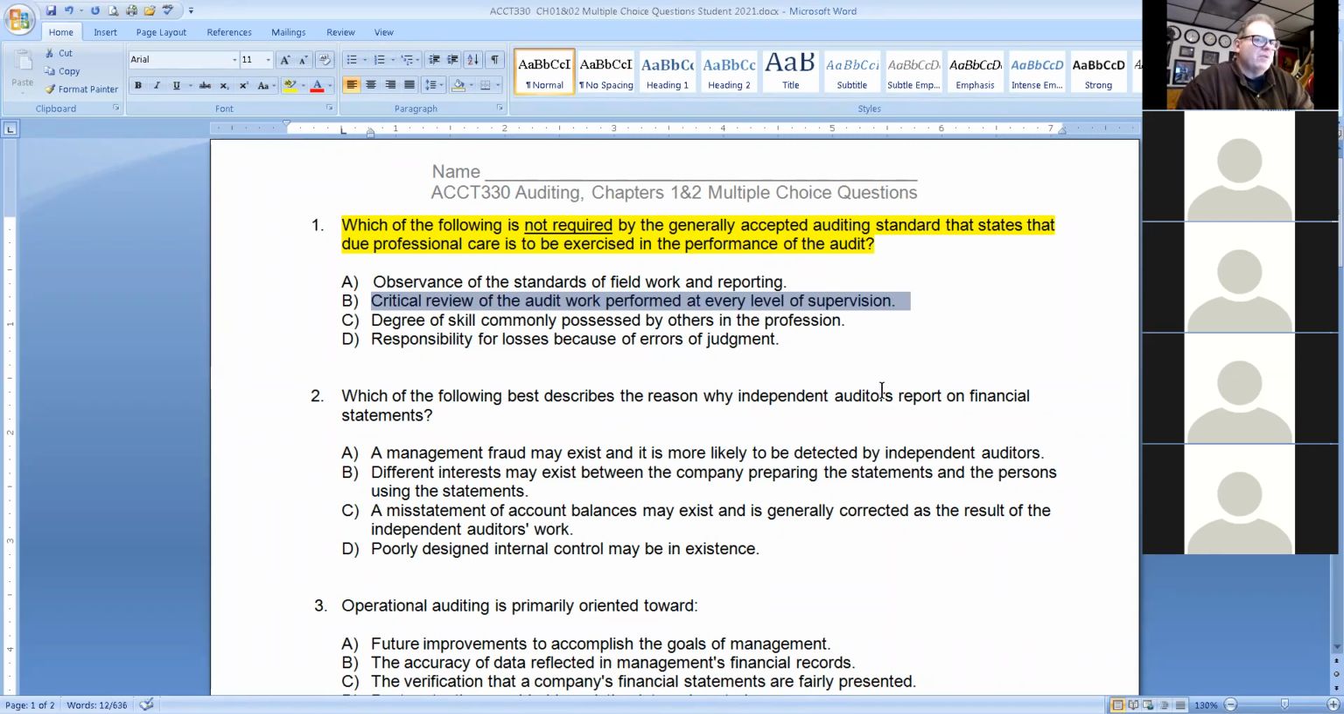One of the things about doing an audit is that if you're an entry-level auditor, the senior auditor is going to review your work. A manager is going to review that work.